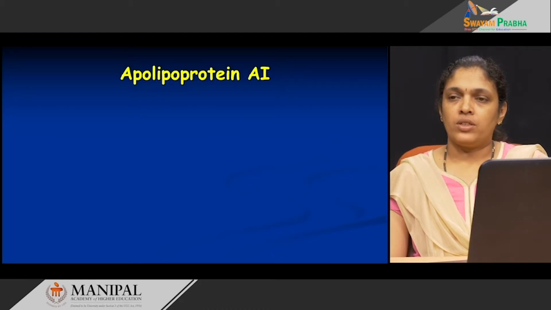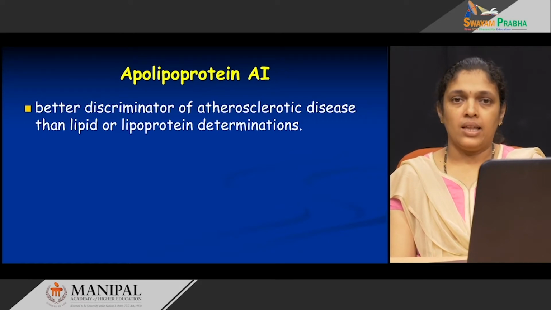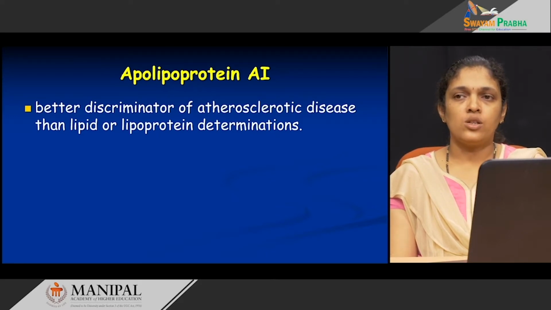Let us just look at the first apolipoprotein, that is apolipoprotein A1. As I said, this would be the most important part of the extended lipid profile, since it acts as a better discriminator for atherosclerotic diseases than just a simple routine lipid profile. If you just do lipoprotein levels in the blood, that would not be sufficient. If you have to further explore the chances of having an atherosclerotic disease, it is always better to do levels of apolipoprotein A1.